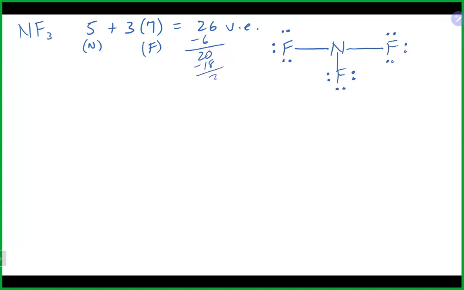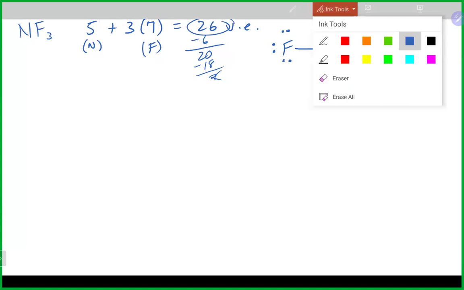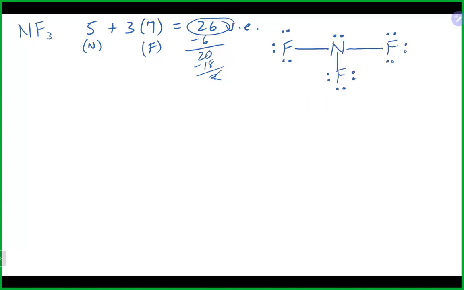Now I still have 2 electrons left. These then go to the center atom and also are put on as dots. At this point, I have now used up all 26 of my electrons. The last thing I want to check is, does everybody have 8 electrons around it?